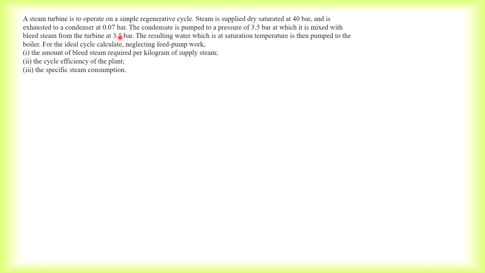at 3.5 bar. Now the resulting water, which is at saturation temperature, is then pumped to the boiler to complete the cycle. Okay, so for the ideal cycle, neglecting feed pump work, calculate: first, the amount of bled steam required per kilogram of supply steam. Part 2, the cycle efficiency of the plant. And then part 3, the specific steam consumption.